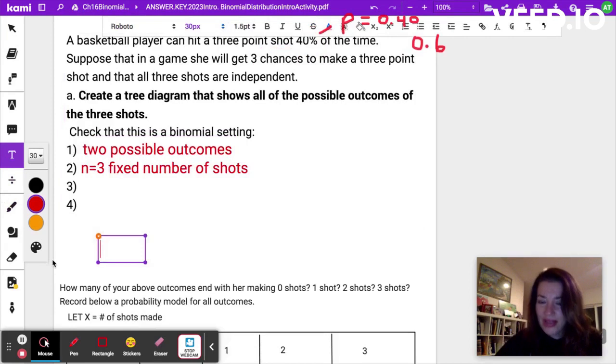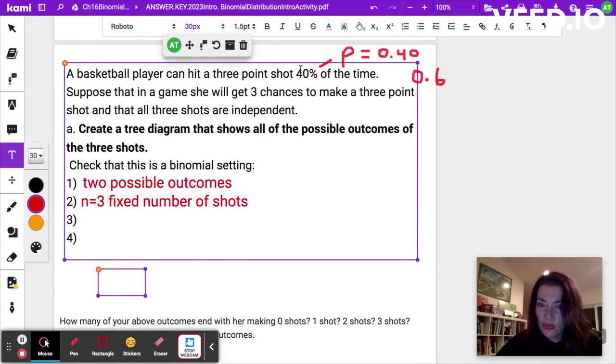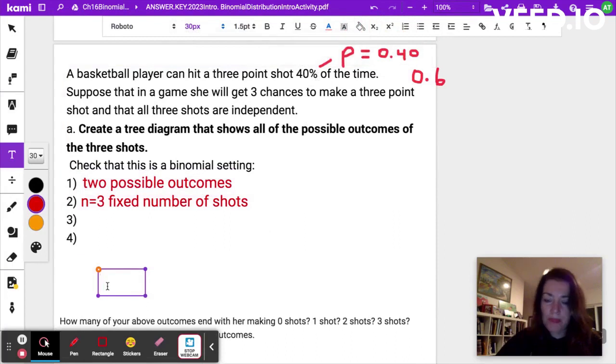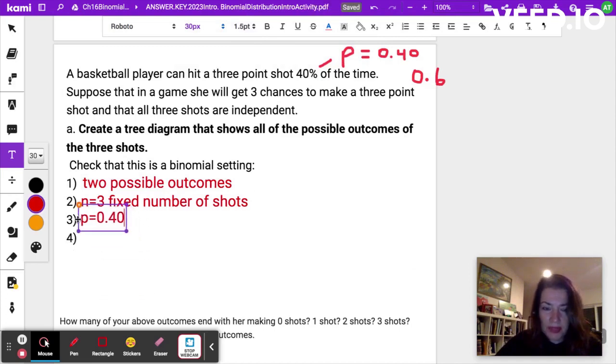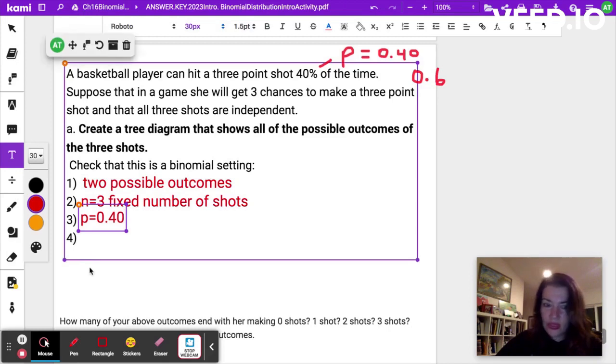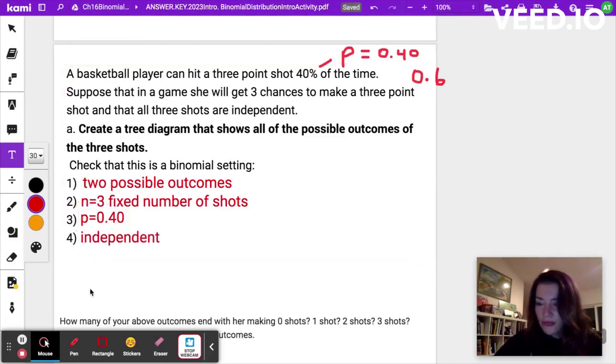The next thing we want to check is that our probability doesn't change. In this case, our probability is 40% of the time. So our probability is 0.4, and that will be the same every time she takes a shot. There's a 40% probability of making the shot. And the last thing we want to check is for independence. That means the first shot she makes will not affect the second shot she makes. So we say this is independent. Since all 4 items check, we could say that this is a binomial setting.